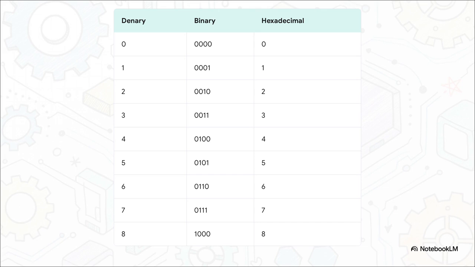All right, take a look at this chart. For the first 10 values, from 0 all the way to 9, everything looks, well, completely normal, right? Our number 7 is 0111 in binary, and it's just a 7 in hexadecimal. See? Simple enough so far.